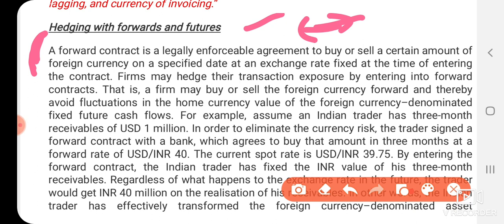Primary market means nothing but the new issue market. Secondary market means the existing market. Here, the forward market doesn't deal in stock exchanges, and it is a tailor-made contract. They will fix it; there is no particular maturity date, so compulsory, there are no such restrictions.